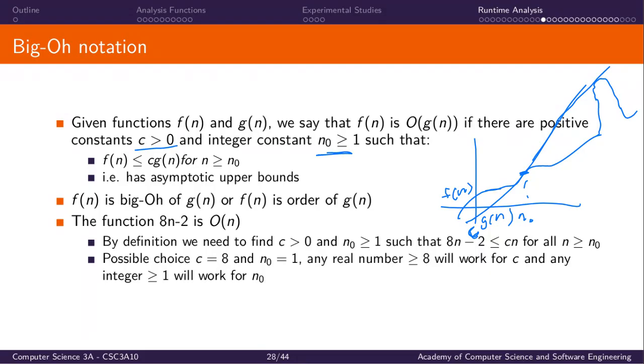So this can also be said as f of n is big O of g of n, or f of n is order g of n. There are different ways of expressing this, but the notation we'll use is this one right here: f of n is big O g n.